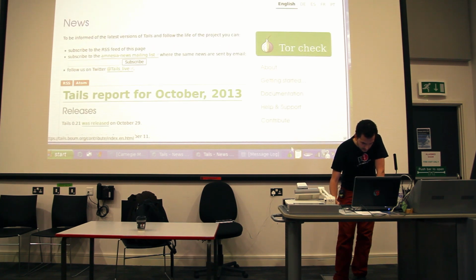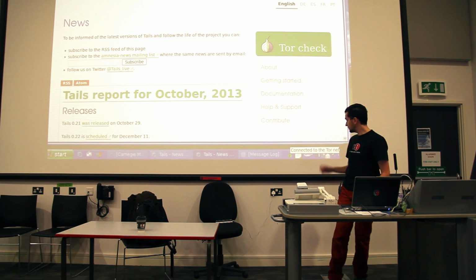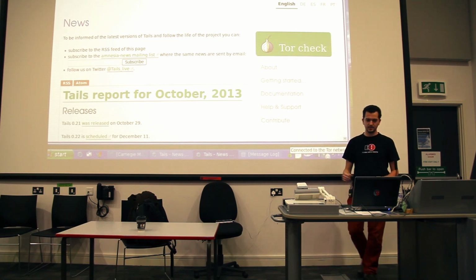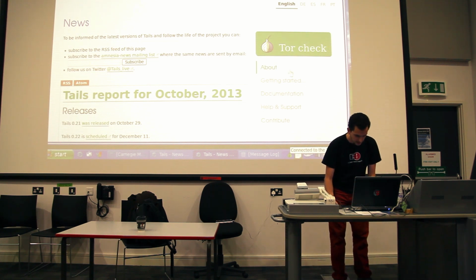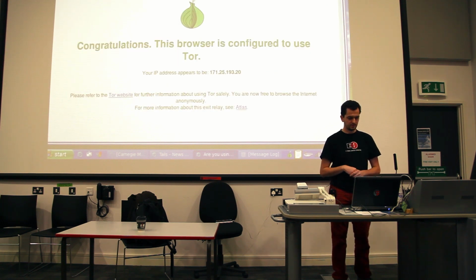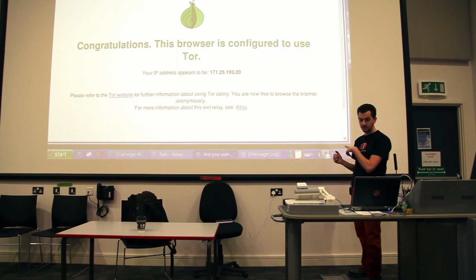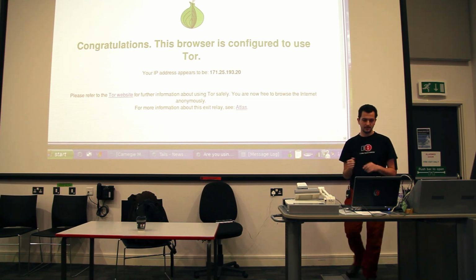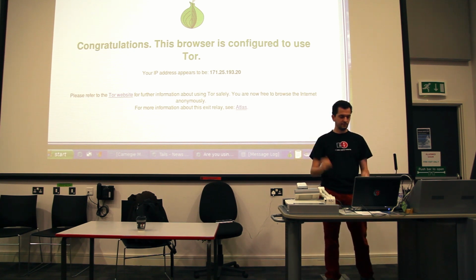Okay. Green onion is always good. A green onion is a happy onion. It means we're connected to the Tor network. And it's always good to verify once you have started a Torified browser by going to this webpage, check.torproject.org. And if you get this, you're home free.